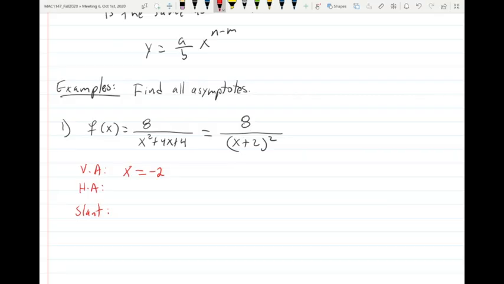x equals -2. Good. Do we have any horizontal asymptote? y equals 0. Very good. The degree of the top is less than the bottom. The degree of the top is 0. The degree of the bottom is 2. So we have the horizontal asymptote y equals 0. Do we have any slant asymptote for this function? There is no slant asymptote. So no. All right, good.